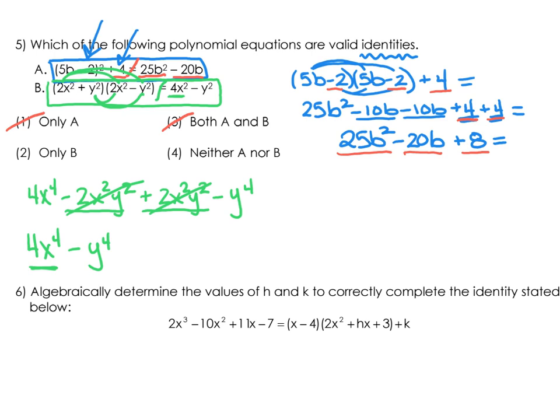And so we're going to go ahead and say only B is an identity. No, B is not an identity. And so we're going to have to go with choice 4, which is neither. Neither one of those have the left side equaling the right side.